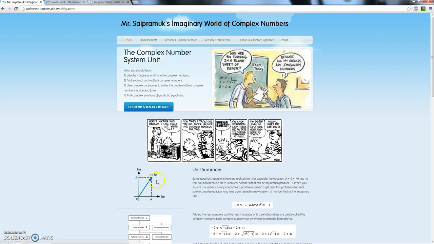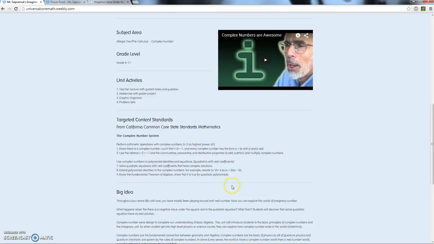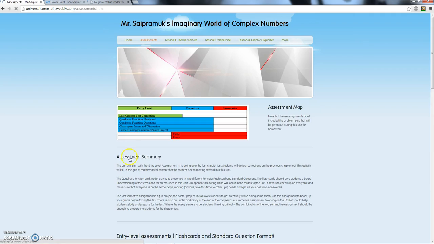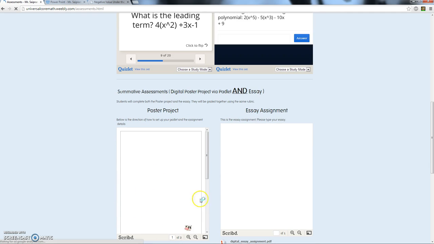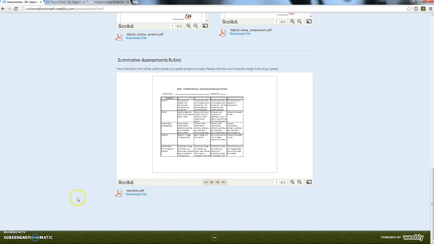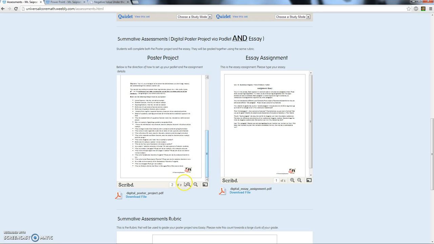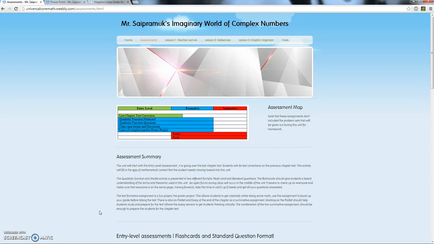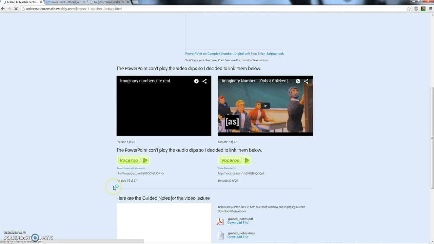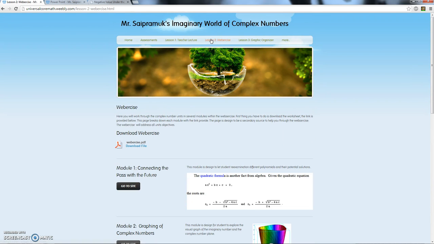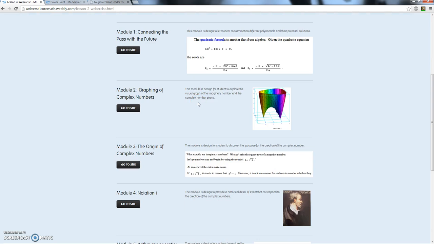So yeah, this is overall the imaginary world of complex number unit. It has allowed kids to explore different aspects of complex numbers and where they come from. A lot of tools. These are all, besides the rubric, the rubrics I used from online resources, but besides that, all the poster projects and the assignments and the problem sets are all made from scratch by me. I believe that's necessary because I want to make sure kids understand these ideas.